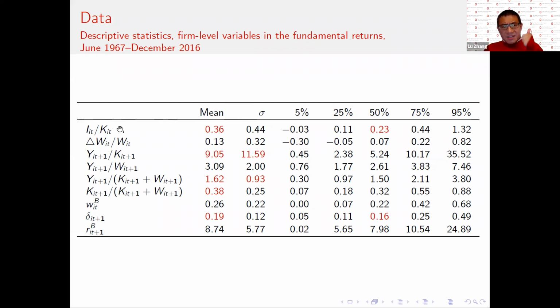Another important reason is that the investment rate is highly skewed, with a long right tail. The median is only 23%, whilst the mean is 36%. The 25th percentile is 11%, and the 75th percentile is 44%. At the 5th percentile, you see negative investment. The 95th percentile is 1.33. Let's see, what other important statistics should I highlight? Physical capital as a fraction of total capital on average is only 38%. So the working capital is higher than physical capital.